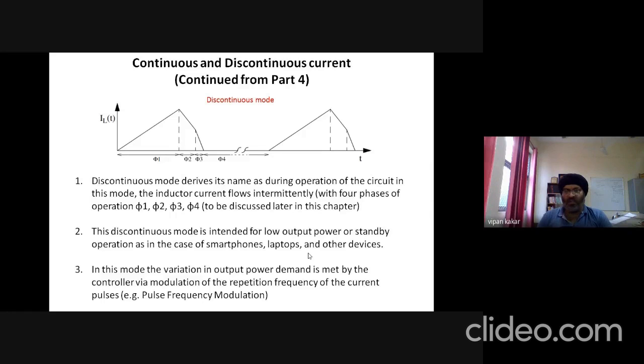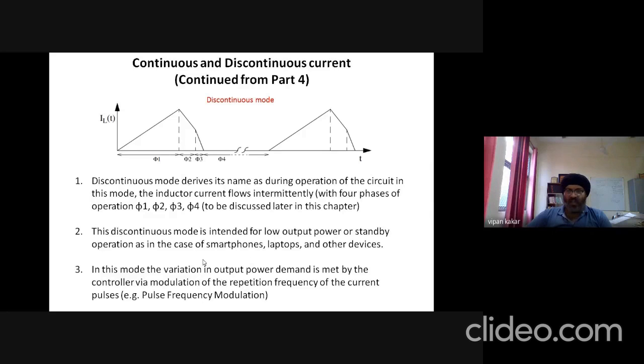Like AC to DC converters can work in discontinuous or in continuous modes, depending upon our requirement. Same is applicable in case of DC to DC converters. But the behavior is different. Here we work in phases. We'll discuss about these phases later on in buck converter. We'll start with buck converter.